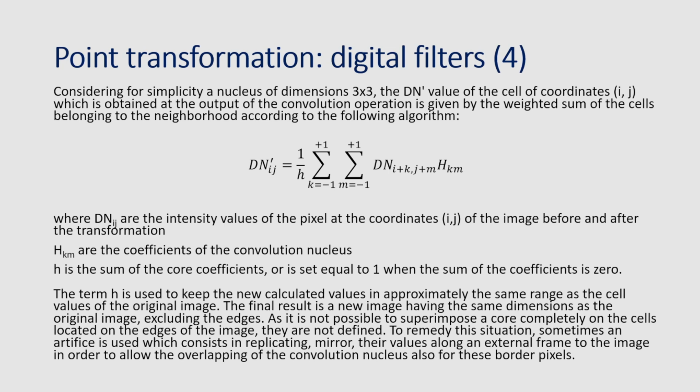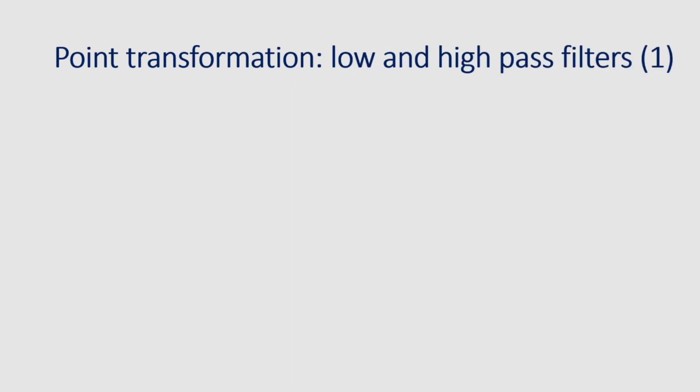The final result is a new image having the same dimensions as the original image, excluding the edges. As it is not possible to superimpose a core completely on the cells located on the edges of the image, they are not defined. To remedy this situation, sometimes an artifice is used which consists in replicating, mirroring, their values along an external frame to the image in order to allow the overlapping of the convolution nucleus also for these border pixels.